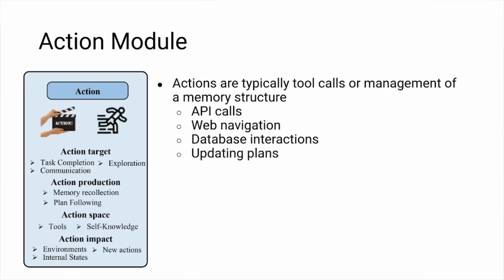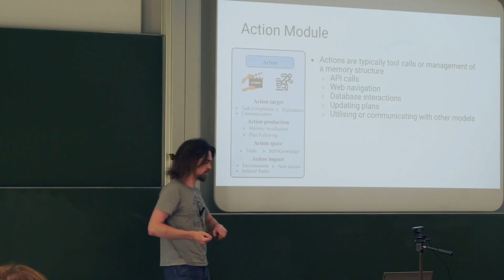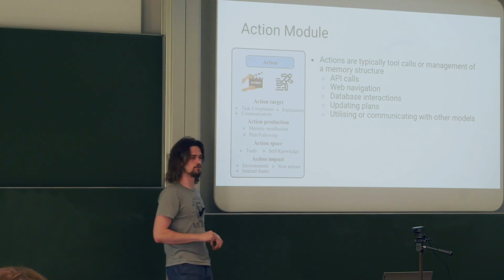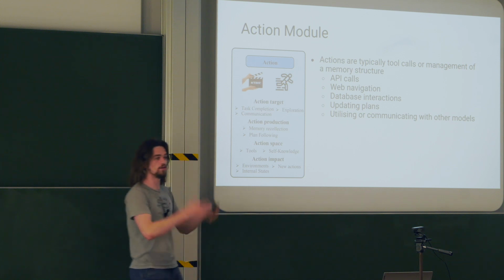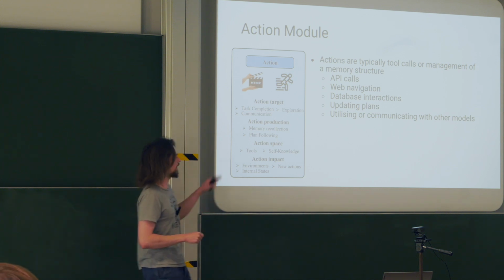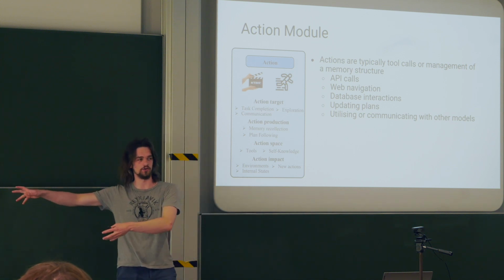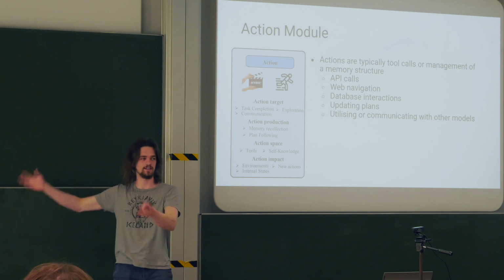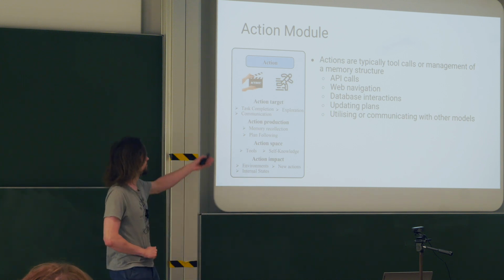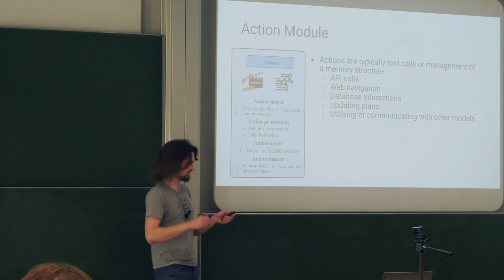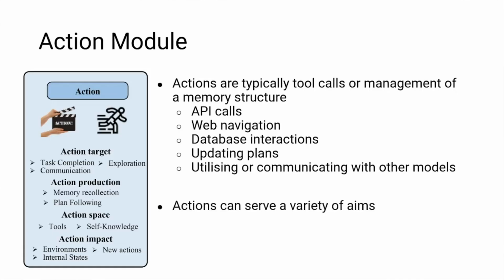Yeah, other actions, updating plans, we talked about that a fair bit. And it could also be utilizing other models, or communicating with them. Maybe you give an image to ChatGPT and you ask it, what things are inside this image? And so it passes this off to an image classifier model and gets back some classifications so that it can then tell you what those are. Or maybe it's doing something more autonomously and it requires this ability.